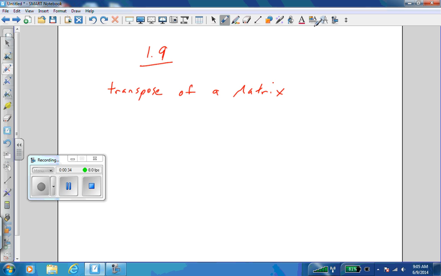And to transpose a matrix, we basically take the first row and rotate it into the first column. Second row, rotate it into the second column. Third row, rotate it into the third column. So if matrix A is, let's say, 1, 2, 3, 4, the notation that we use to represent the transpose is a superscript T.